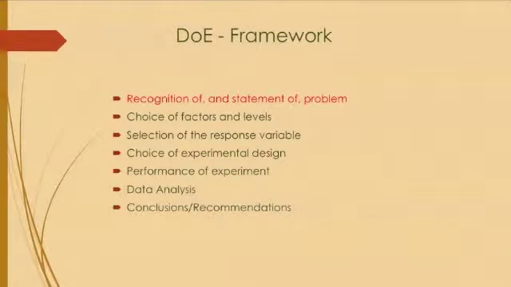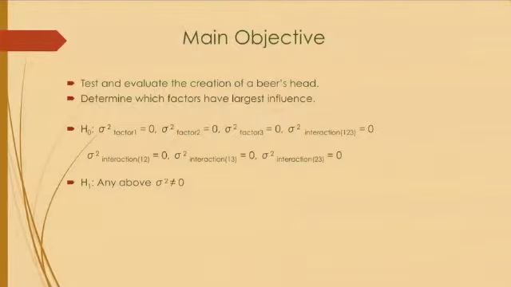So the first step, again, is just going to be that general recognition of a problem. So in our case, again, we're going to be wanting to test and evaluate the creation of a beer's head. We're going to be doing this by actually weighing our null hypothesis, basically just the variability of each one of our factors and their interactions together.